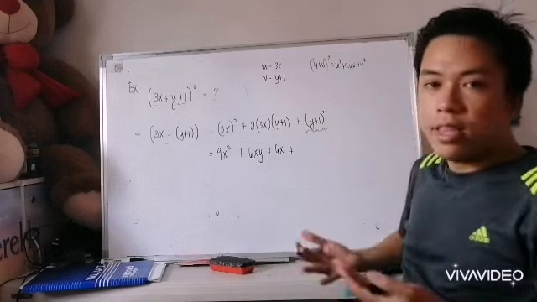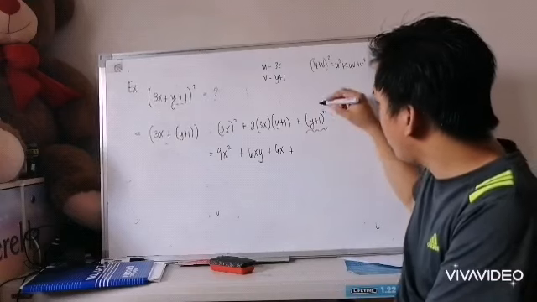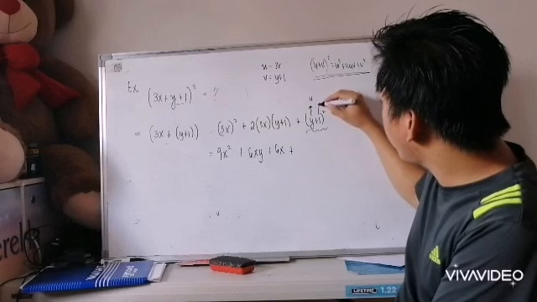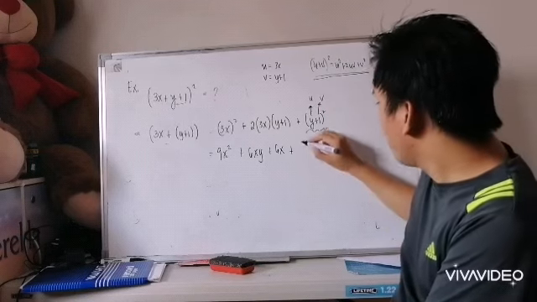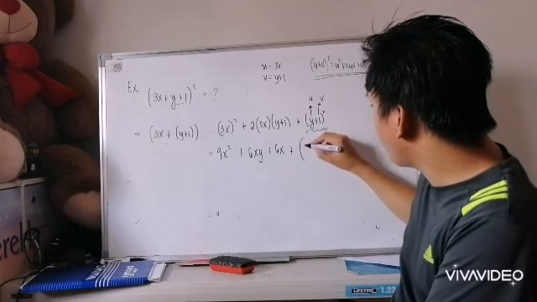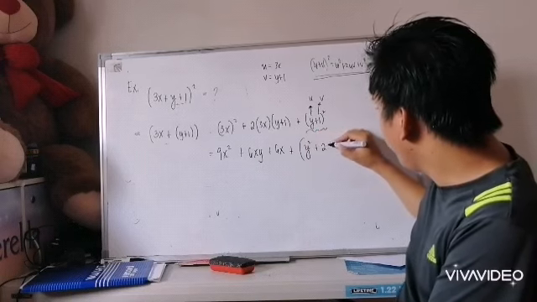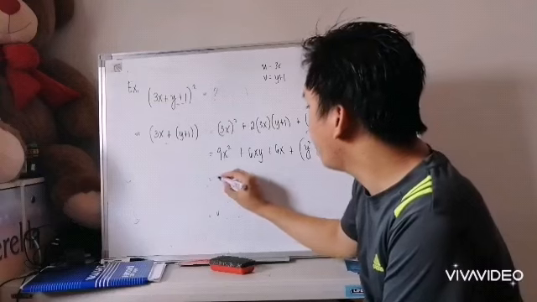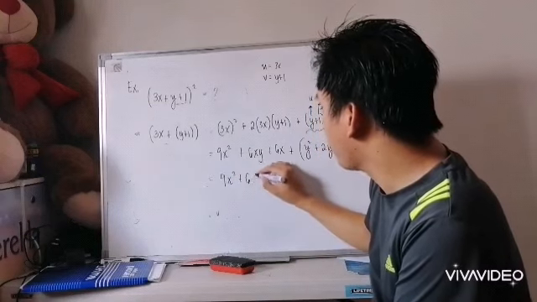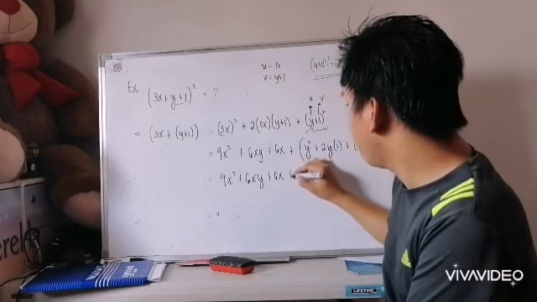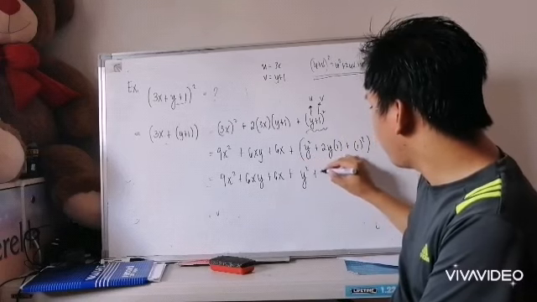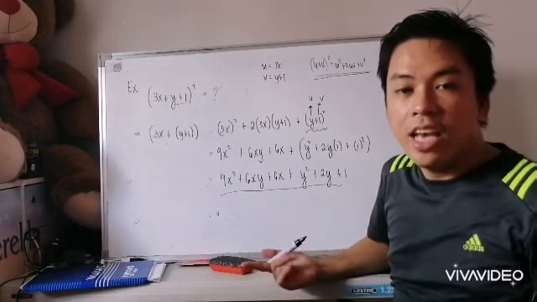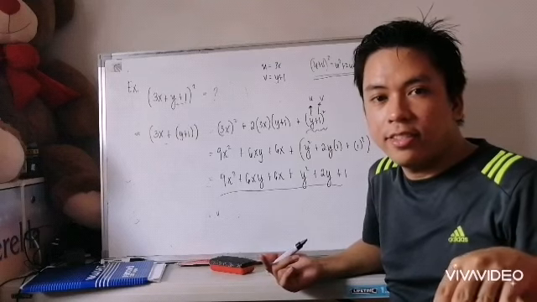Plus that. So it looks to me that we need to use this again. So this time, I'll use this as u and I'll use this as v. Okay? So u squared, so that's y squared, plus 2uv, plus v squared. So therefore, I'll have 9x squared plus 6xy plus 6x plus y squared plus 2y plus 1. That's it. Okay? If you have a question, you can comment down there.